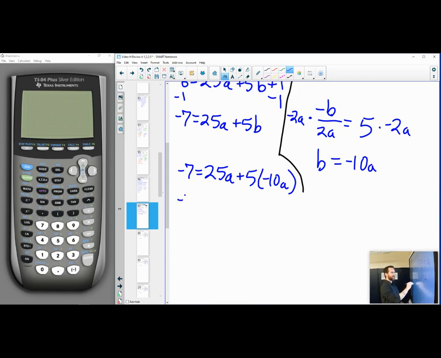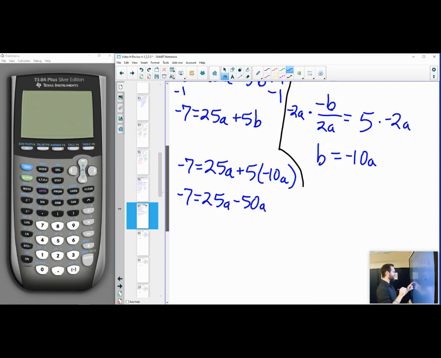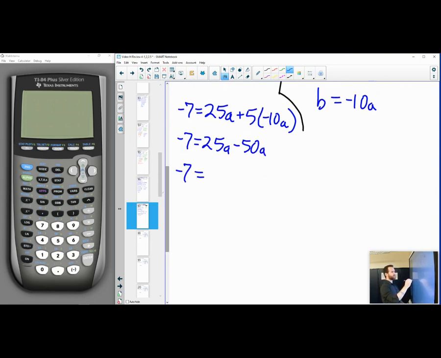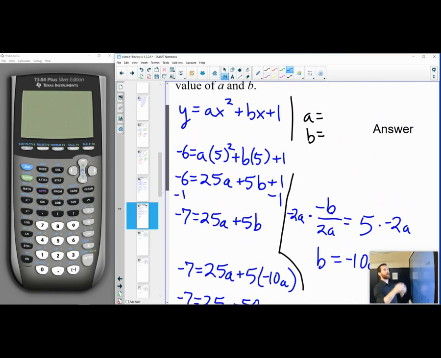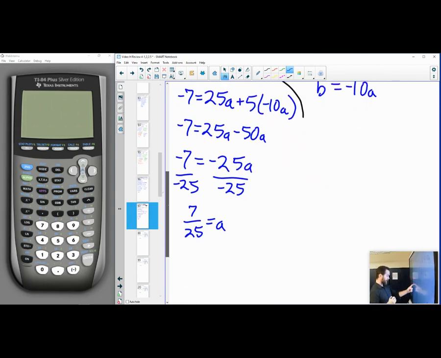What are we doing here? So it's -7 equals 25a minus 50a, and then we just combine like terms and divide. -7 equals -25a. Divide everything by -25. And we get 7 over 25 when the negatives cancel out equals a. That's not going to simplify any further, so we found our a value, 7 over 25. We double check that number one more time, 7 over 25.